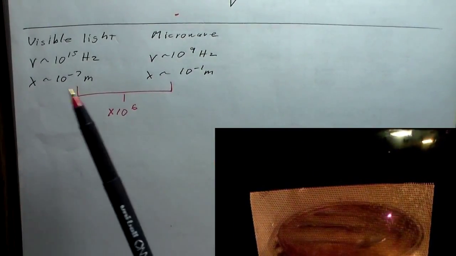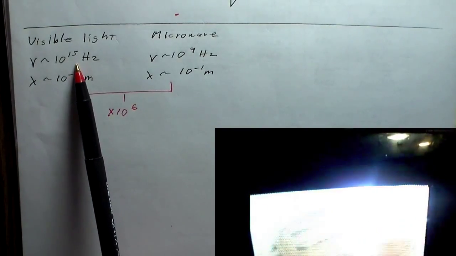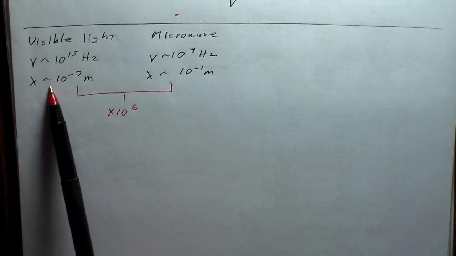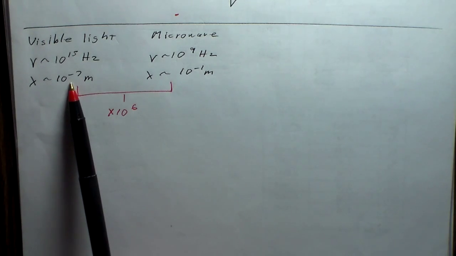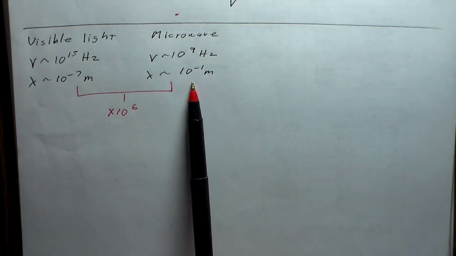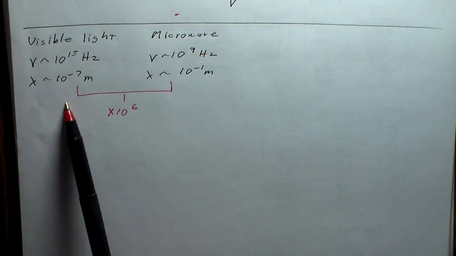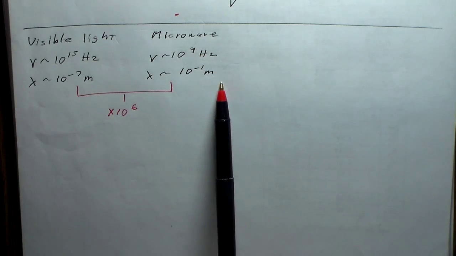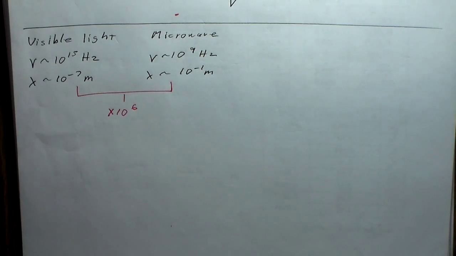All right, so visible light is around 10 to the 15th hertz. Microwaves are around 10 to the 9th hertz. And the wavelength of visible light is around 10 to the minus 7 meters. Microwaves are on the order of 10 to the minus 1 meters. Basically, there's a million times difference between visible light and microwaves in terms of their frequency and their wavelengths.